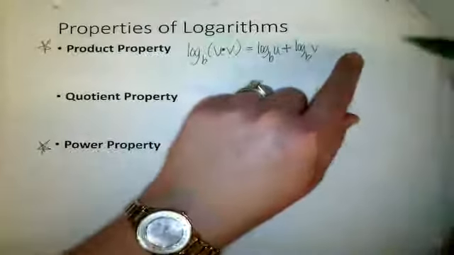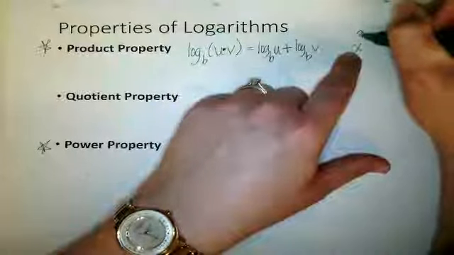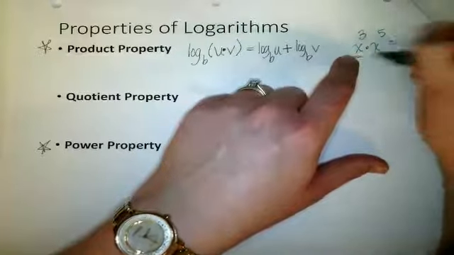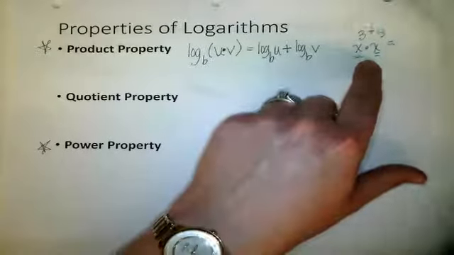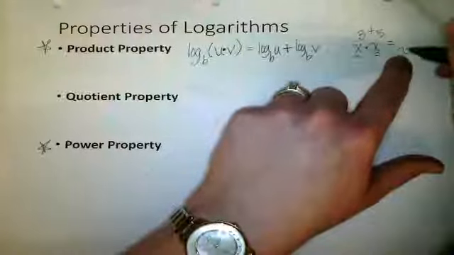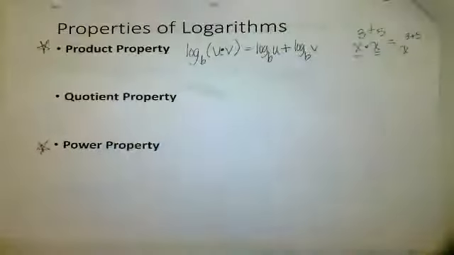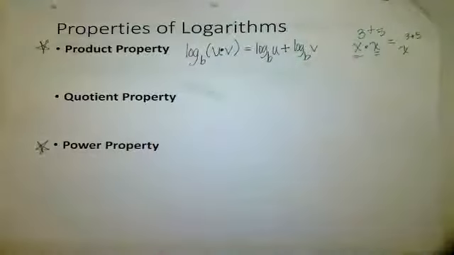So why? The reason why comes back from our exponent logic. x cubed times x to the 5th. If they have the same base, what are we allowed to do in a product? Add them up. And so it's x to the 3 plus 5. So we're allowed to add the exponents, where here we're allowed to add the logs. They're very closely related.